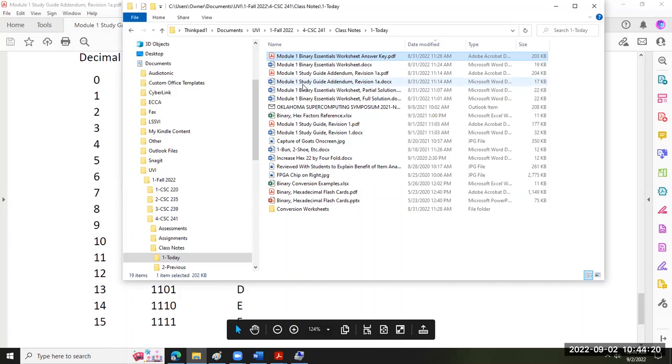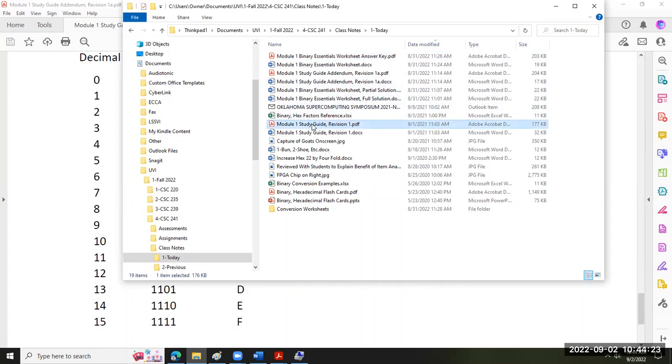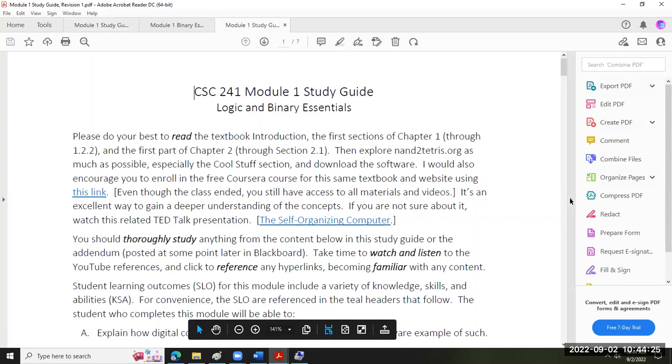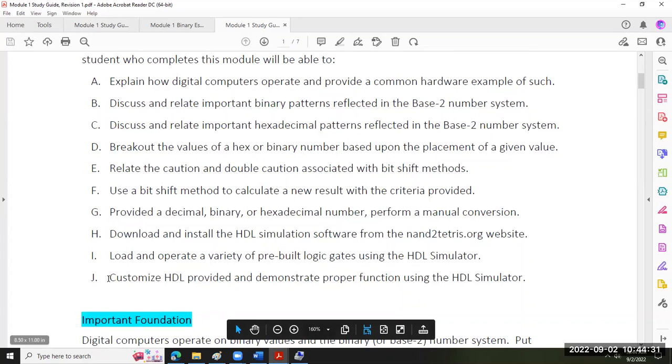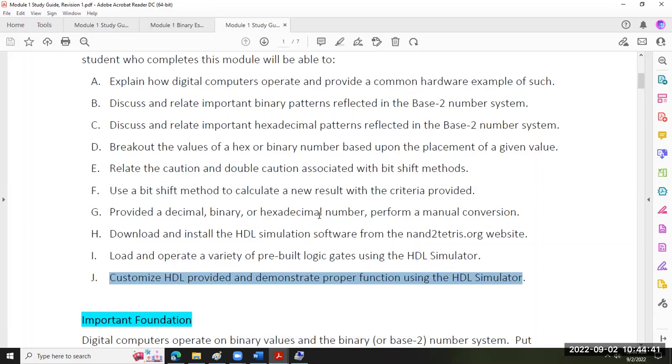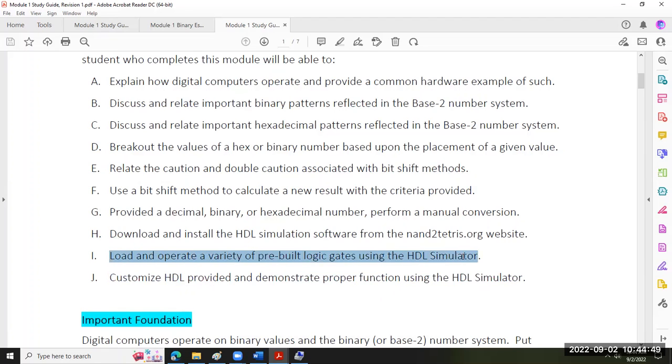Okay. Now, it goes without saying that everything on the study guide, you need to know backwards, forwards, and inside out. Okay? If it's in here, you got to know it. I'm going to ask you questions that have to do with the solution. So I might show an error message. If you don't have the Java, it'll say something about Java W not found, right? So there are a few assessment items that have to do with the HDL simulator, right? A few assessment items that have to do with bit shifts, a few that have to do with conversions.